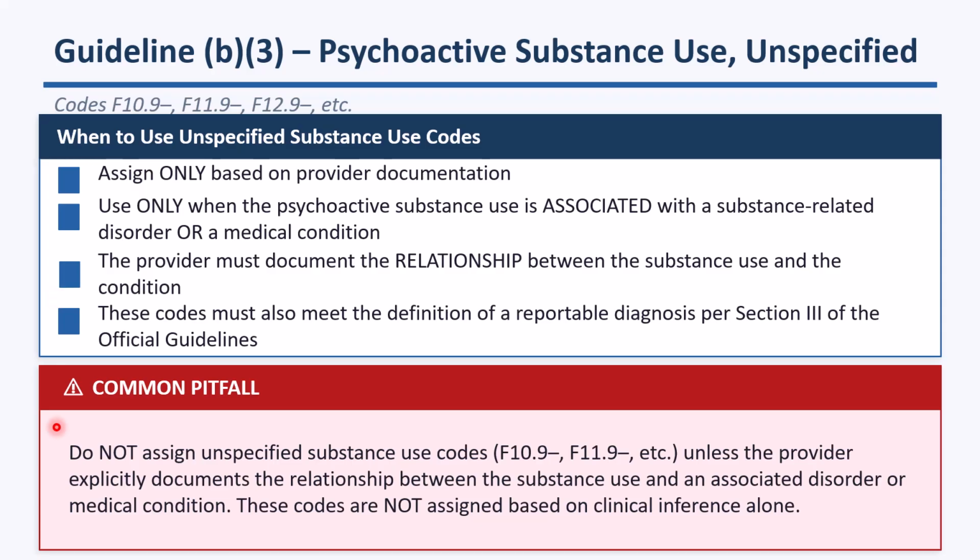So look at the red warning box at the bottom. Do not assign these unspecified use codes just because a patient uses a substance. There has to be a documented connection to a disorder or condition, and the provider has to make the connection clear. So this ties into the broader guidelines principle that unspecified codes are the last resort. They require just as much documentation justification as any other diagnosis code.